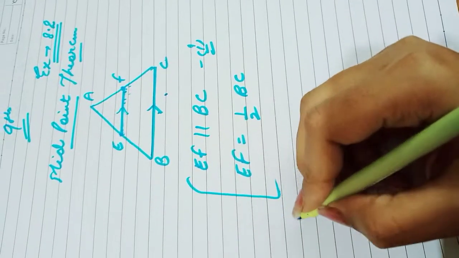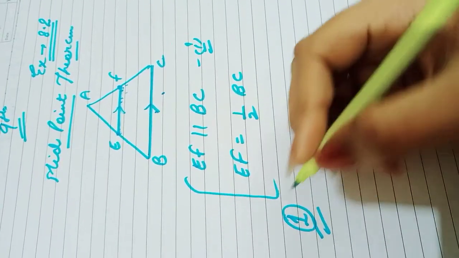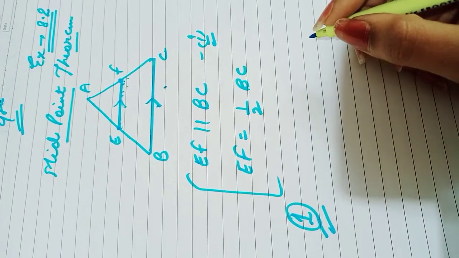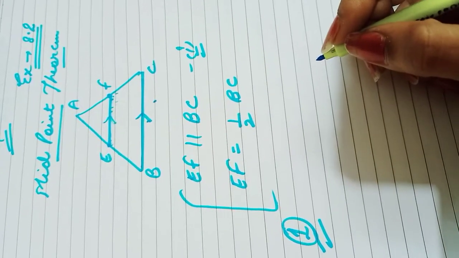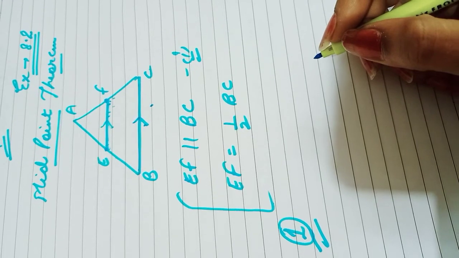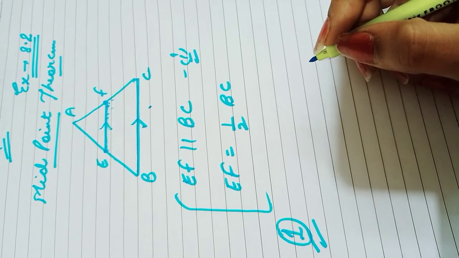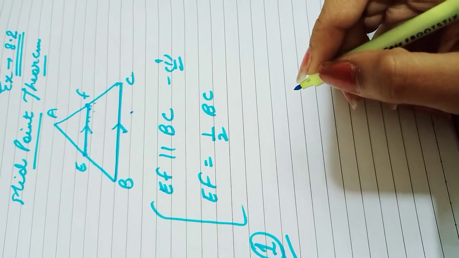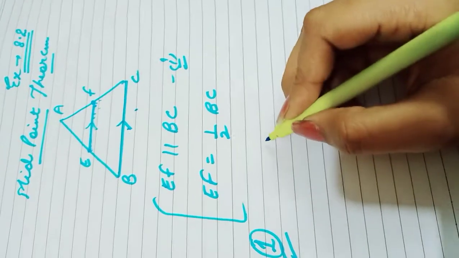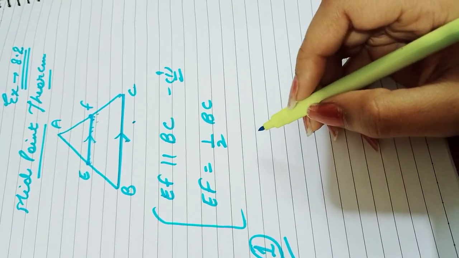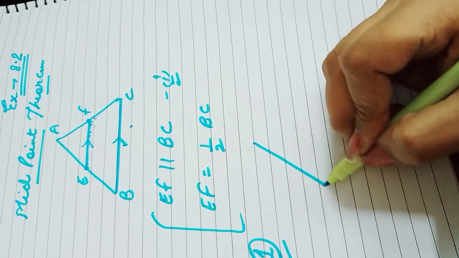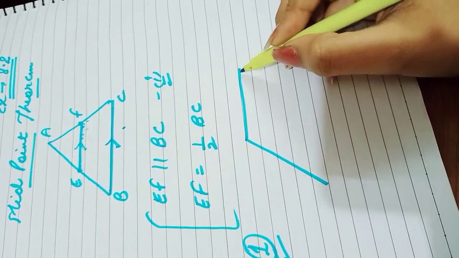The very first question for this exercise, students: ABCD is a quadrilateral in which P, Q, R, S are the midpoints of the sides AB, BC, CD and DA. AC is a diagonal. Show that... First of all, I'm going to draw the figure which is given in the question only. Figure 8.29. ABCD is a quadrilateral.